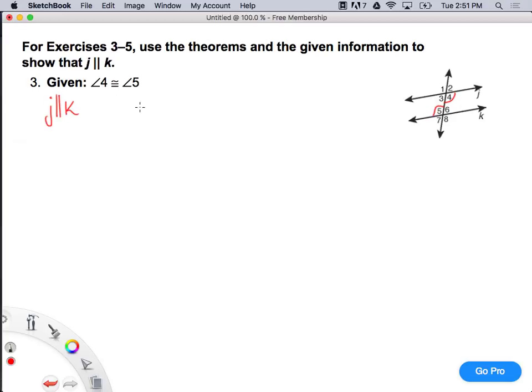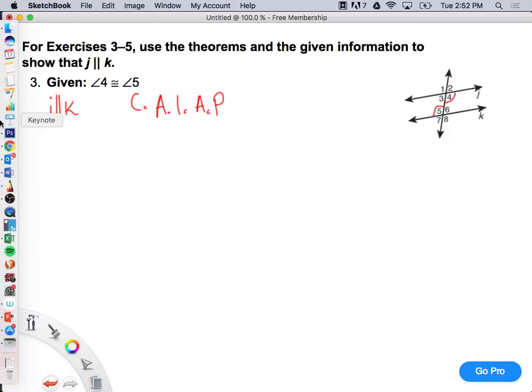And how do I know that? The converse of the, not the corresponding angles, but the alternate interior angles postulate. So the converse of the alternate interior angles postulate. CAIAP. Okay? See that? You see how it's basically the same exact process there? Just, those two angles are congruent. They're alternate interior angles. So the two lines are parallel by the converse of the alternate interior angles postulate.